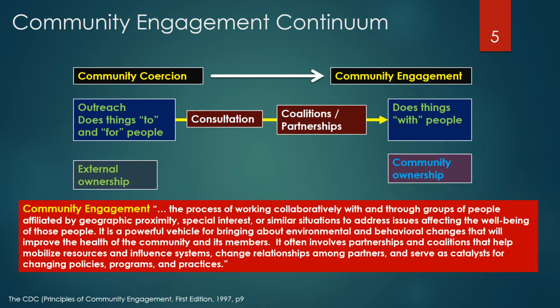The Centers for Disease Control and Prevention, in their book titled Community Engagement, define community engagement as the process of working collaboratively with and through groups of people affiliated by geographic proximity, special interest, or similar situations to address issues affecting the well-being of those people. It is a powerful vehicle for bringing about environmental and behavioral changes that will improve the health of the community and its members. It often involves partnerships and coalitions that help mobilize resources and influence systems, change relationships among partners, and serve as catalysts for changing policies, programs, and practices.